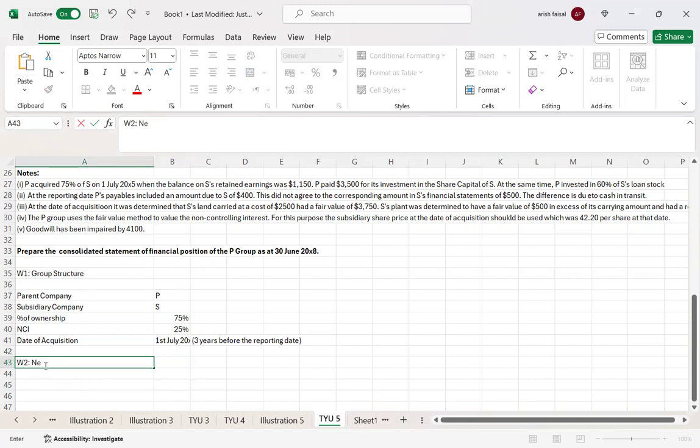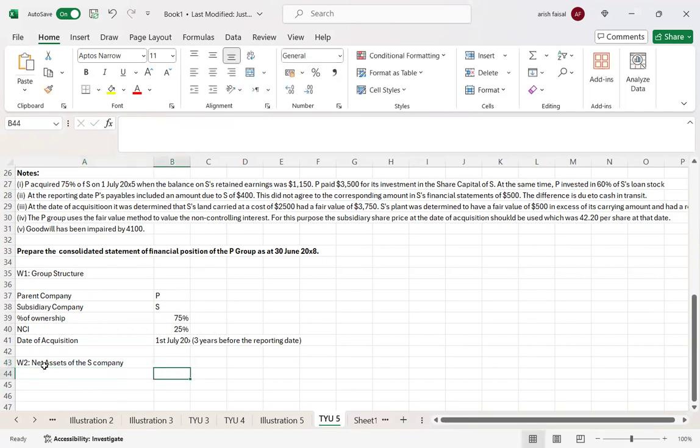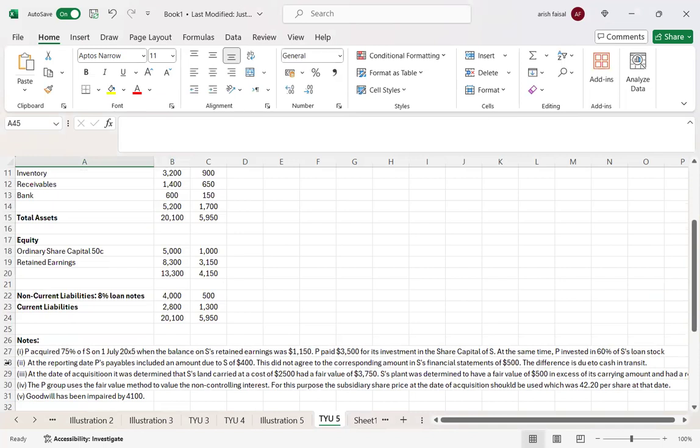Now, once you have done with the group structure, the second thing you have to do is find out the net assets of the S company, I mean your subsidiary, at 1st of July 2005. And we will also do it for the reporting date, which is at 30th June 2008. Okay. So that's what we need to do. And for this, we have to look at the balance sheet of the subsidiary, because the reporting date, you can just simply find it from here.